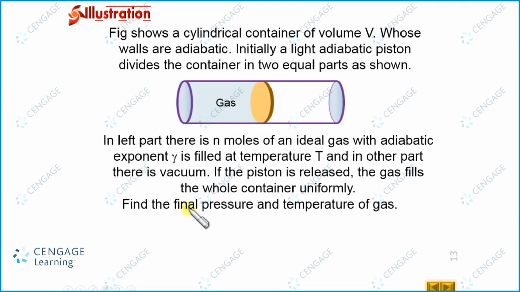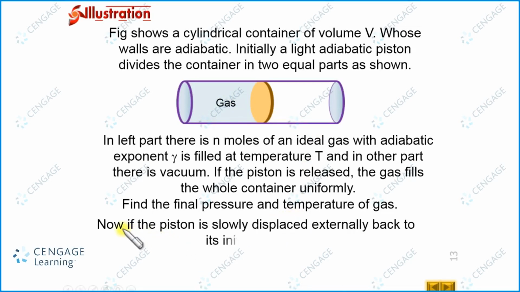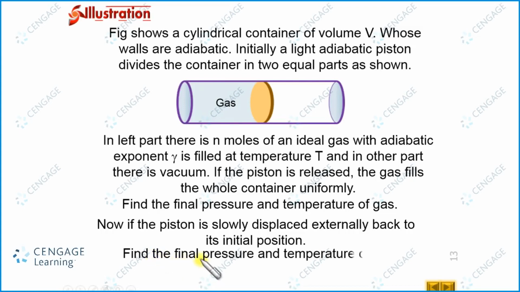Find the final pressure and temperature of the gas. We need to find the final temperature and pressure of the gas, and in the next part of the question it is given: now if the piston is slowly displaced externally back to the initial position, that means the piston comes to this position, we slowly push this piston and reach the initial position again, right? And in this case we need to find the final pressure and temperature of the gas. This is the question.